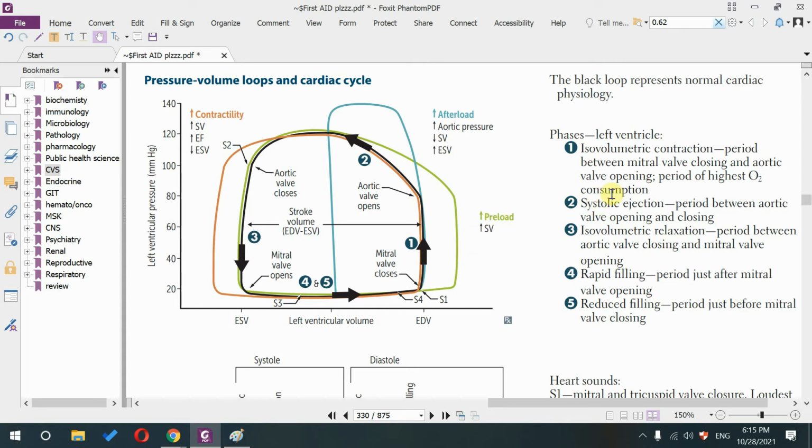So next thing we have happening, we spoke about isovolumetric contraction, which is the period between the mitral valve closing and the aortic valve opening.